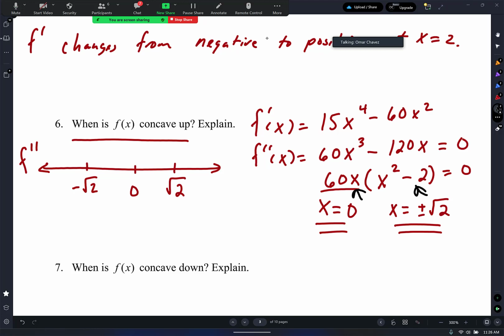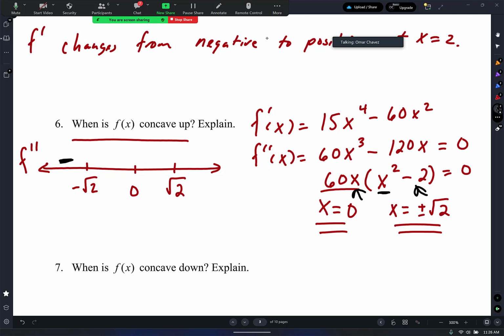So check it out. I'm going to pick a value to the left of negative square root of 2, any value, like negative 10, negative 100, whatever you want. If I pick negative 10, squared is 100. 100 minus 2 is a positive value. And then 60 times negative 10 is a negative value. What's positive times a negative? Negative. I choose a value in between negative square root of 2 and 0, like negative 1.